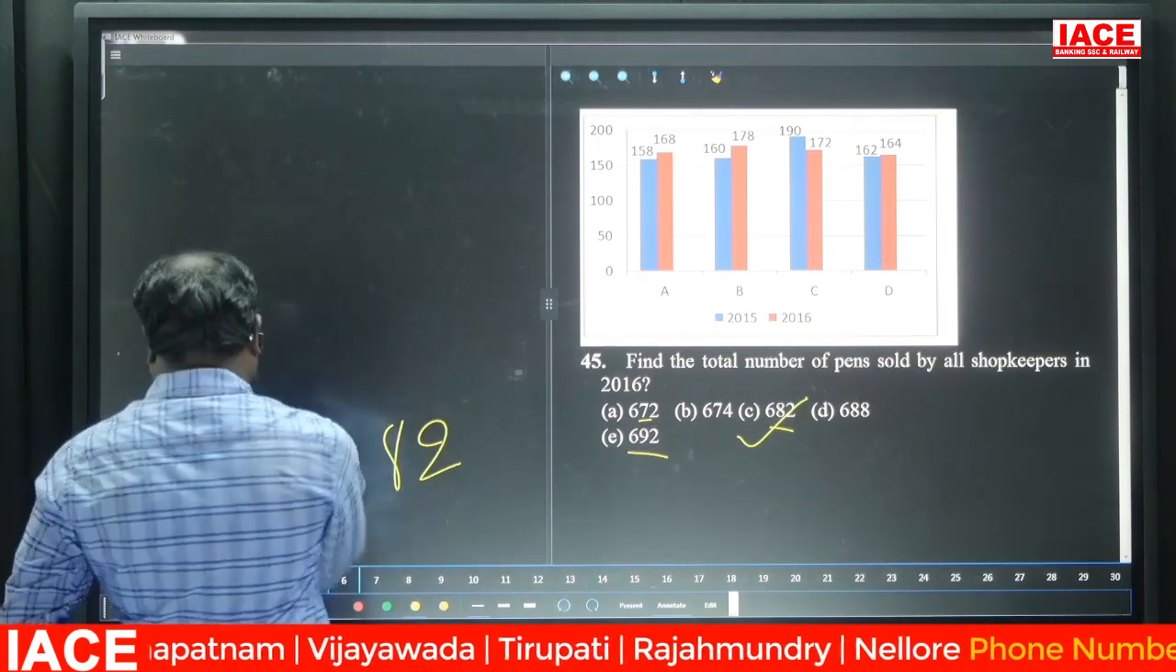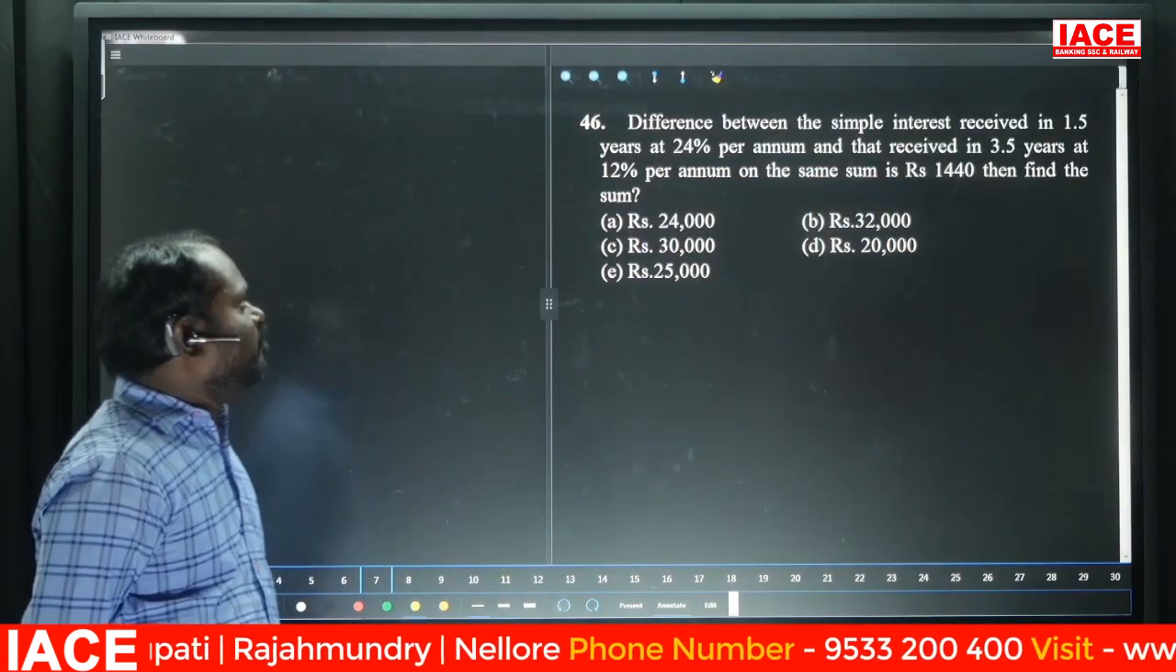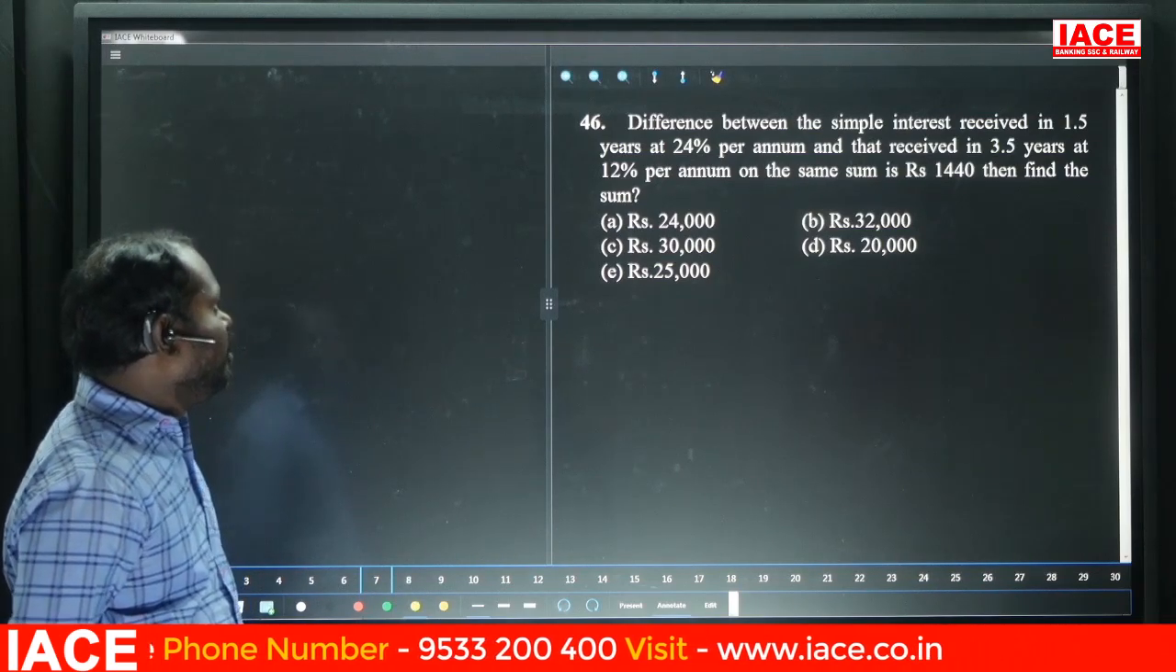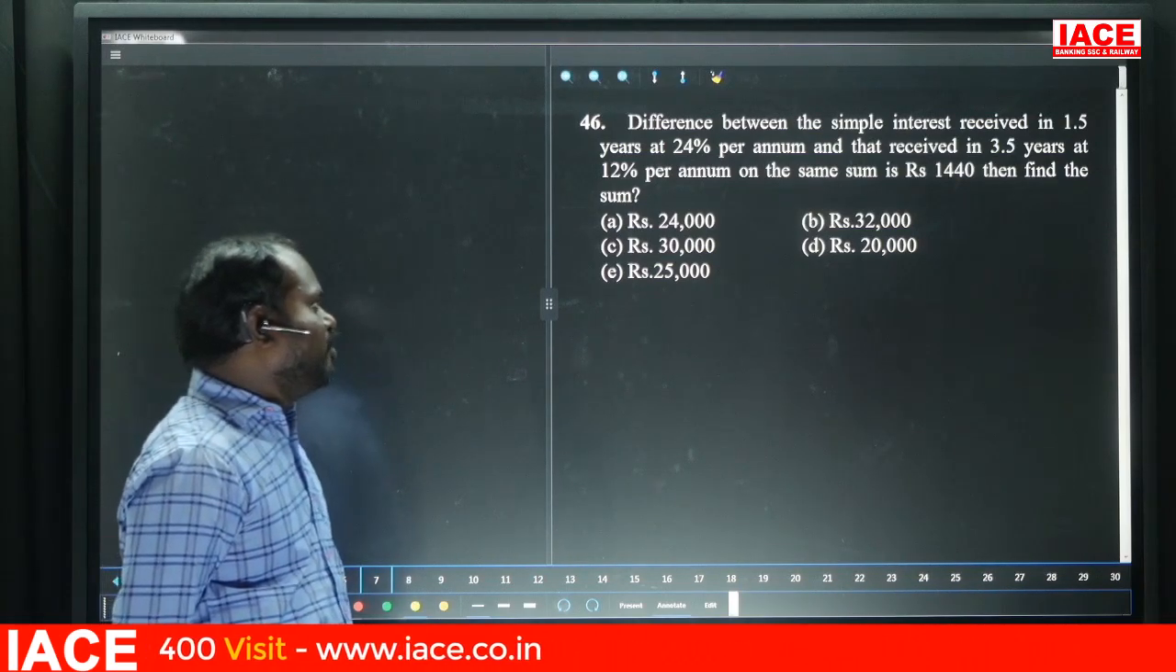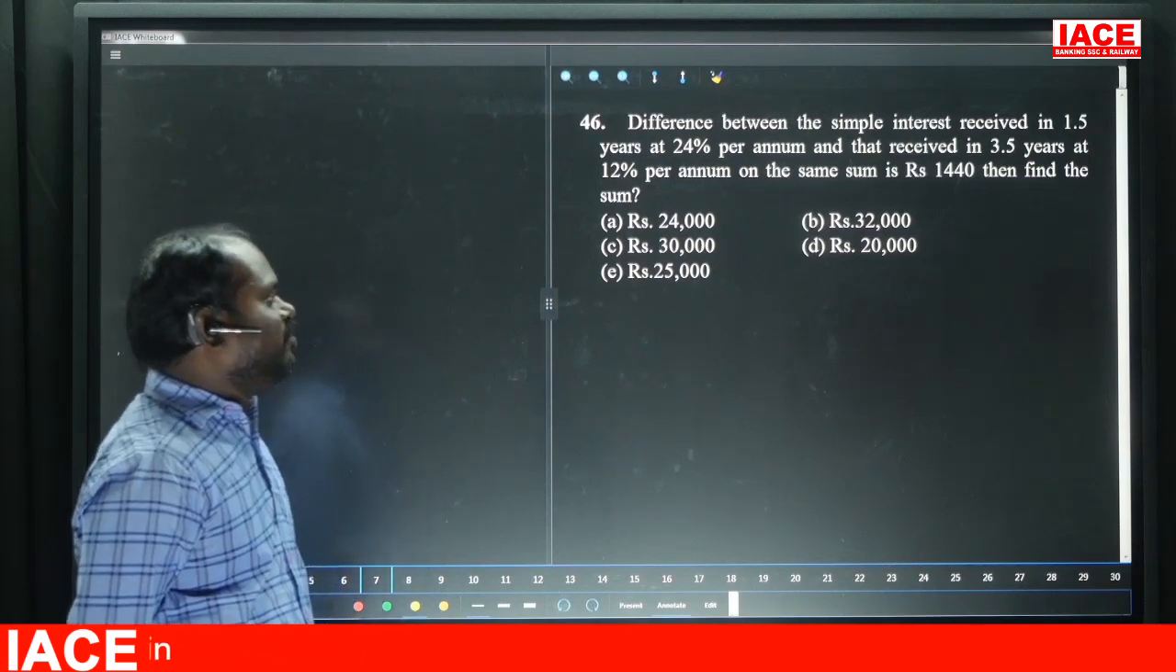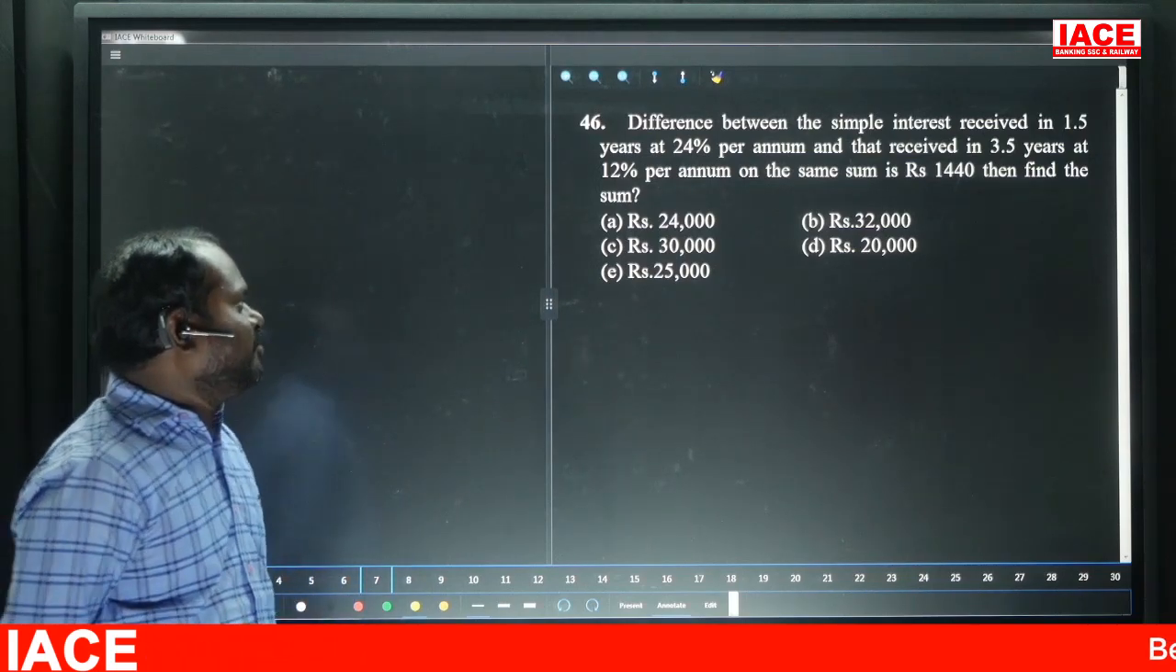Next, the difference between the simple interest received at 1.5 years at 24% per annum and received at 3.5 years at 12% per annum on the same sum is 1440. Then find the sum.